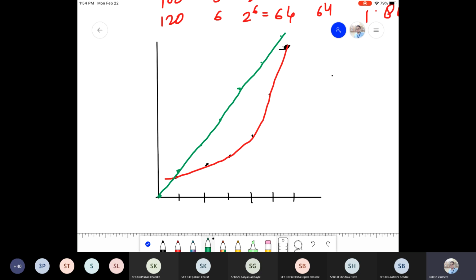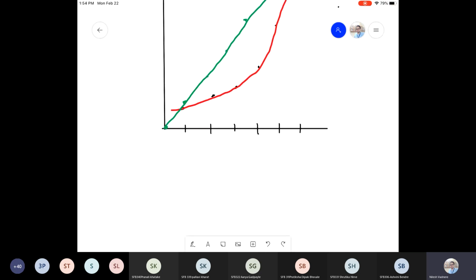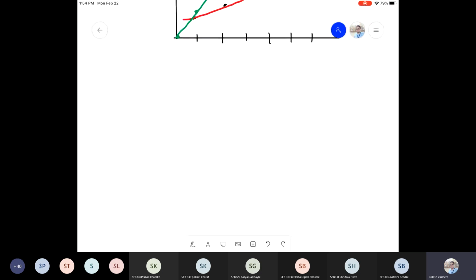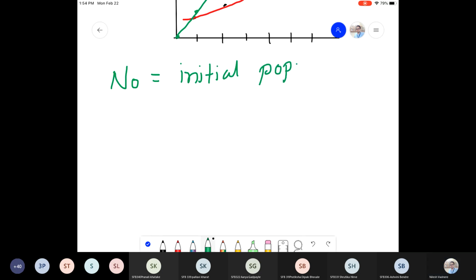Now come to some of the mathematics. So these observations can be expressed as an equation for generation time. So first of all, we will assume that n0 is equal to the initial population. Initial population. Do you understand this?